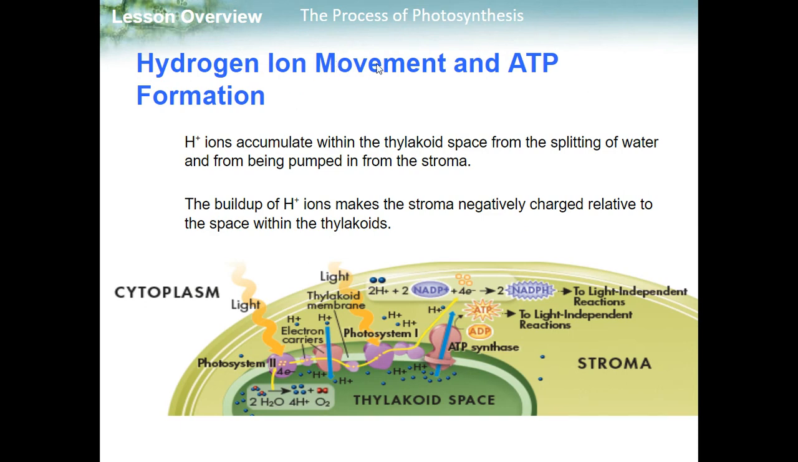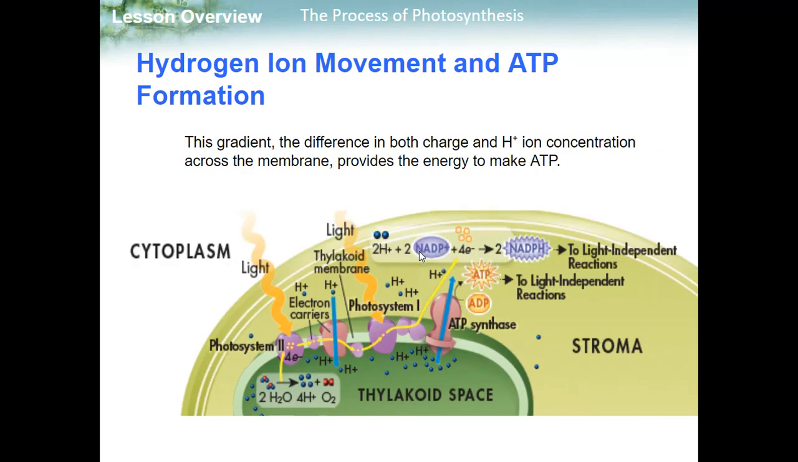Now the hydrogen ion movement and ATP formation. The hydrogen ions accumulate within the thylakoid space from the splitting of water and from being pumped in from the stroma. The buildup of hydrogen ions makes the stroma negatively charged relative to the space within the thylakoids. This gradient, the difference in both charge and hydrogen ion concentration across the membrane, provides the energy to make ATP.